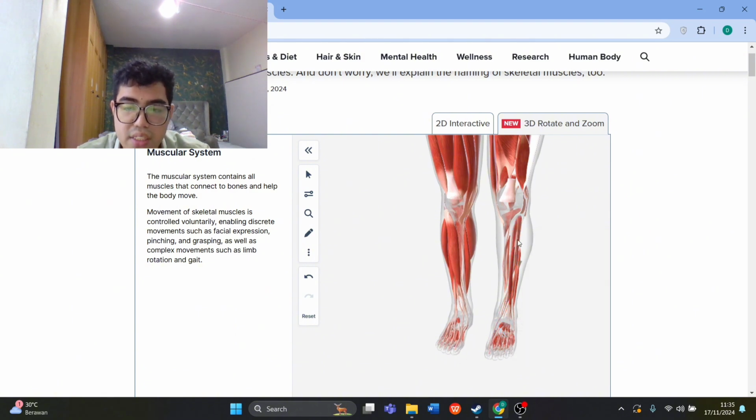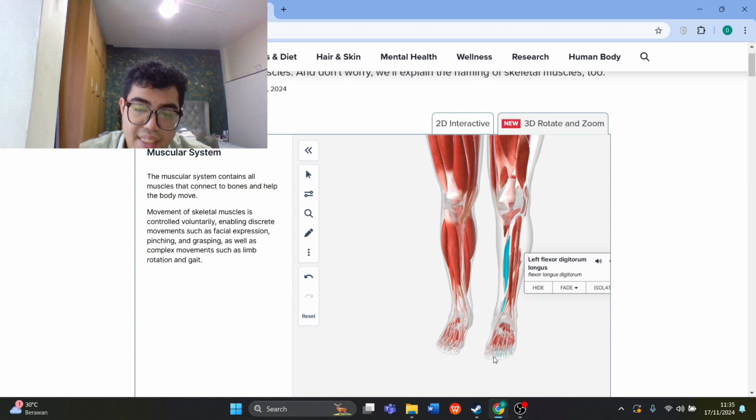There's also the flexor digitorum longus. There. It flexes the digits or the toes and does inversion of the ankle and also plantar flexion. It originates from the facies posterior tibia and it inserts in the distal phalanx of fingers 2 to 5.